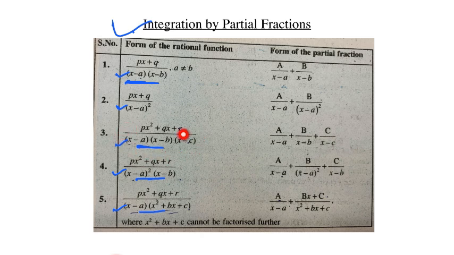For third one, we have a cubic polynomial in the denominator with three different roots. As you can see over here, we are going to resolve it as a upon x minus a plus b upon x minus b plus c upon x minus c.